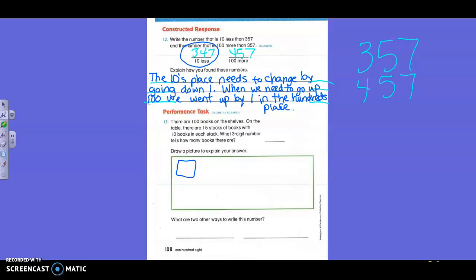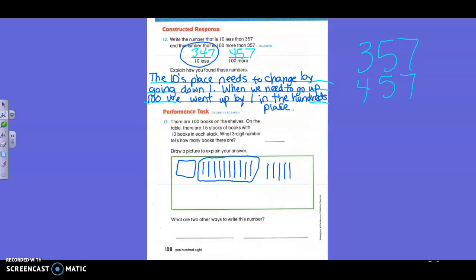On the table, there are 15 stacks of books with 10 books in each stack. We have to draw 15 tens. Okay, let's count: 1, 2, 3, 4, 5, 6, 7, 8, 9, 10, 11, 12, 13, 14, 15. Okay? That's how I look at this. I think that will help us find the answer way better. Okay, now let's think about this. What is our number then? We have a 100 here. We have 10 tens and 5 tens. What should we do to our 10 tens? Group them together. Put a box around them so it looks like they are a box, right?